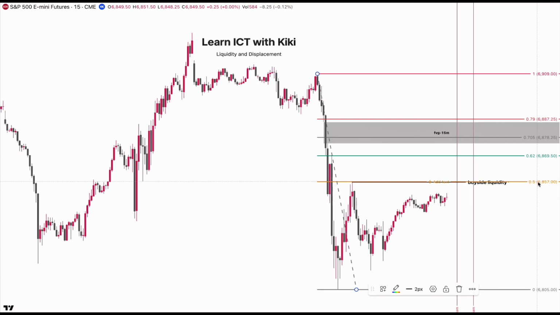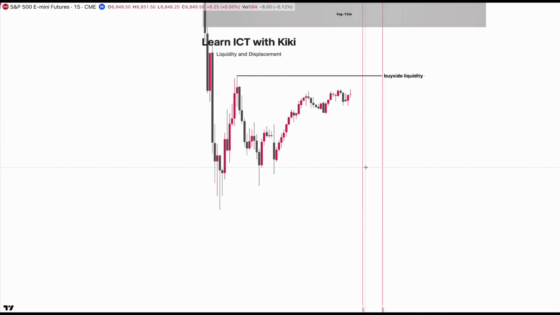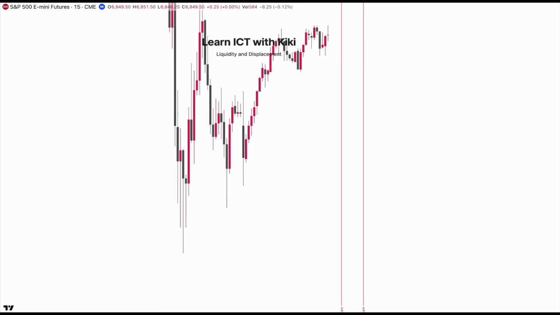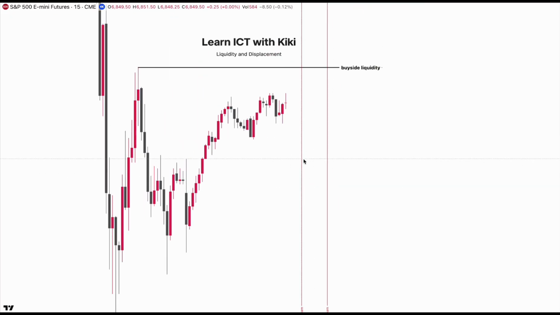Since my overall bias is bearish, I'm marking off the 15-minute fair value gap and a 15-minute buy-side liquidity that sits in premium. My idea is that if price breaches into that area and takes liquidity, I will look for a sell. However, I will only consider selling if I get proper confirmation or displacement away from that liquidity level.